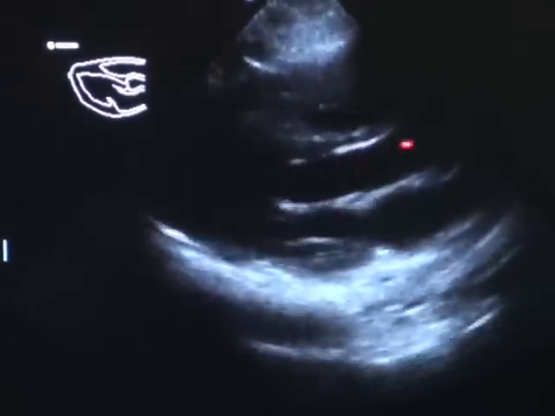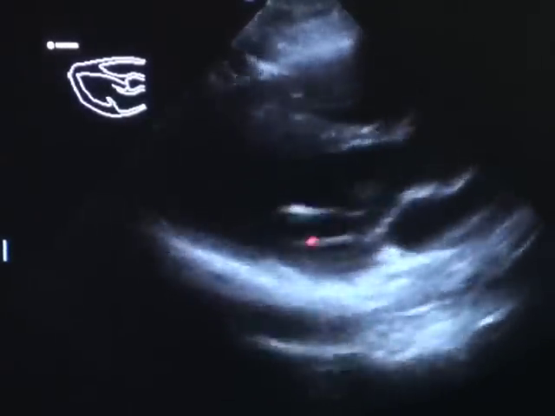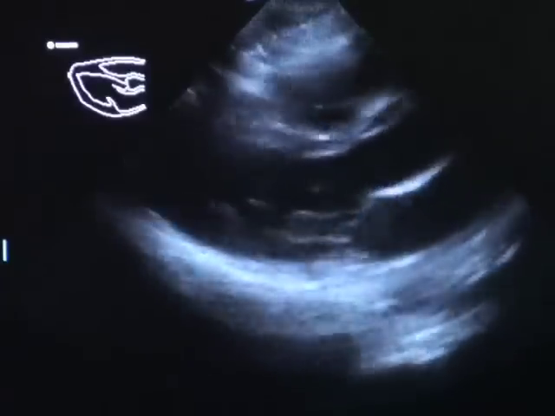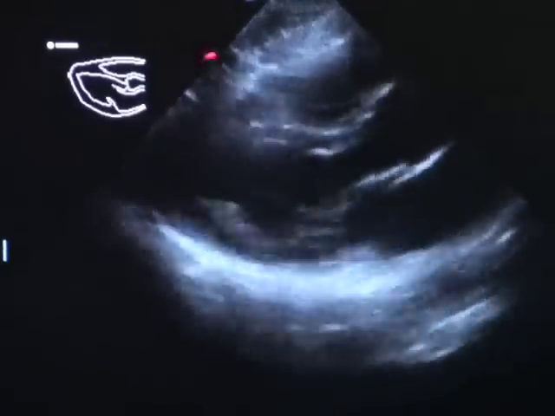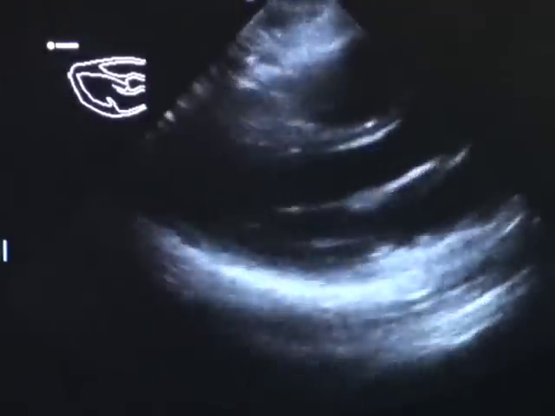Dr. Kuby is visualizing this long axis by getting the aortic valve and the mitral valve in the same plane. Thus, we are in the long axis with the apex as a landmark displayed on the leading edge.